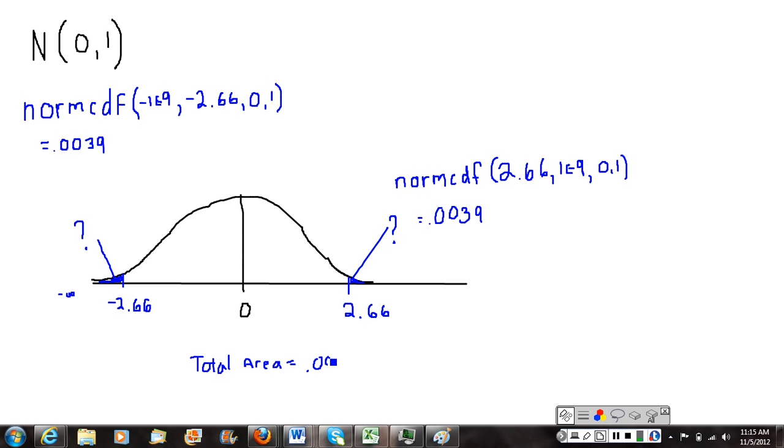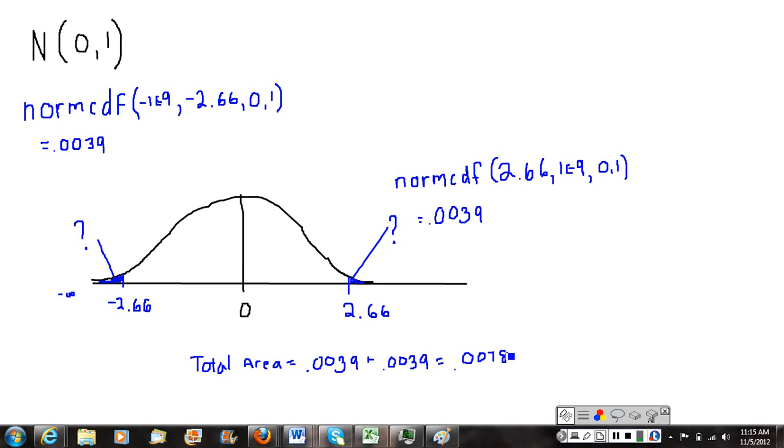You've probably already done it on your calculator while I'm writing it out here. Plus 0.0039. And I think when you do that out, you get 0.0078. Let me just verify. Yes, indeed. So we're going to get 0.0078, which is the decimal answer.